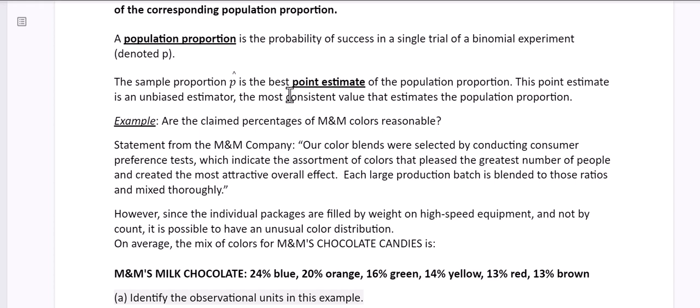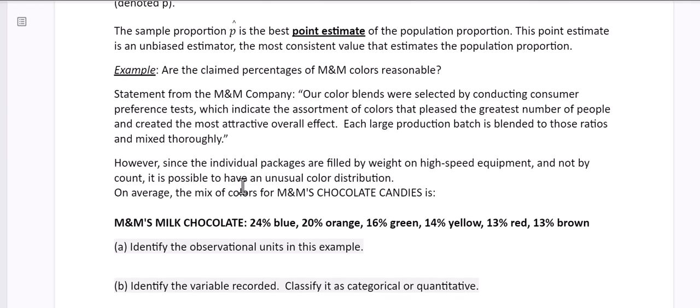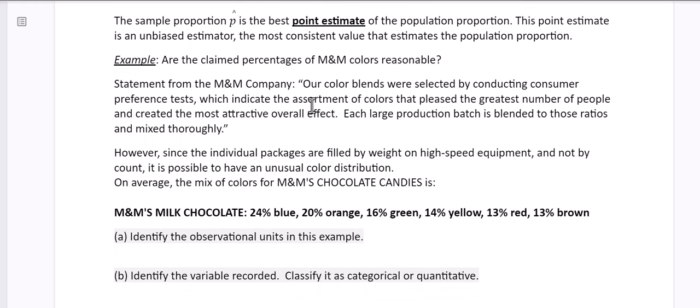So let's look at our example. Let's revisit the M&M colors example from before. Are the claimed percentages of M&M colors reasonable? The statement from the M&M company says that their color blends were selected by conducting consumer preference tests, which indicated the assortment of colors that pleased the greatest number of people, and then they created the most attractive overall effect. Each large production batch is blended to those ratios and mixed thoroughly.